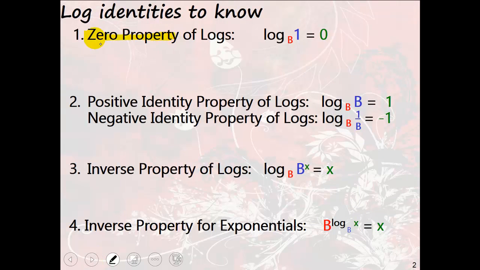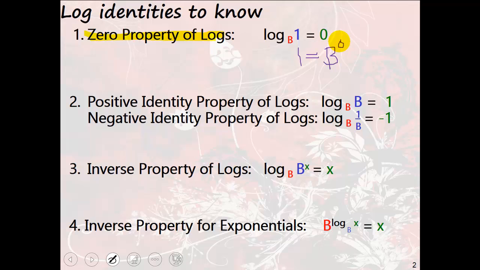The zero property of logs. We've talked about this. Log base b of the input 1 equals 0. This stems from the fact that 1, the input 1, is going to equal b to the 0, and we know that any base raised to the 0 power, we know for sure that that's 1.